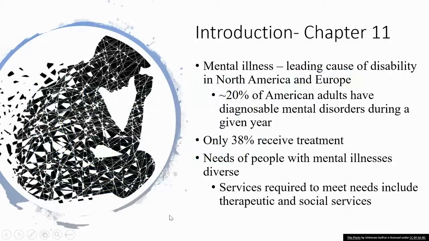So that brings us here to chapter 11, which is on mental health. Mental illness is the current leading cause of disability in North America and Europe. It is estimated that 1/4 of all Americans have a diagnosable mental health disorder. Of those, only 38% receive treatment. And you have to think about why less than 1/2 of people with a mental health disorder receive treatment.